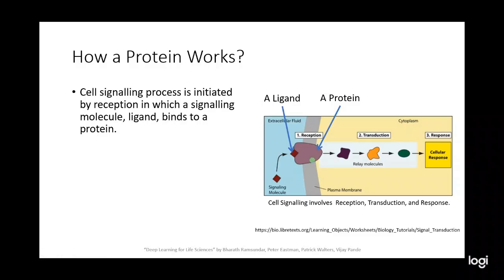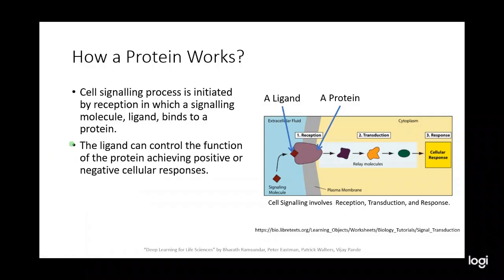Once the ligand binds to the receptor, it induces a structural change in the protein, triggering signal transduction. This process involves a cascade of molecular interactions where each relay molecule modifies the next in the pathway. Eventually, the signal reaches its target, eliciting a specific cellular response. In essence, an external signaling molecule leads to an internal cellular response by binding to a protein.